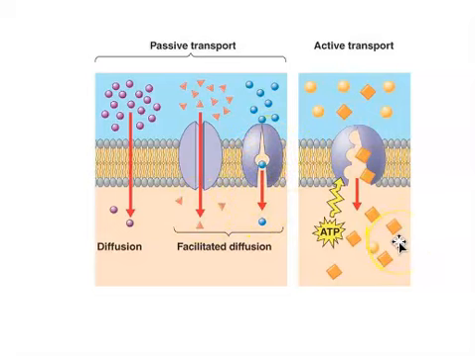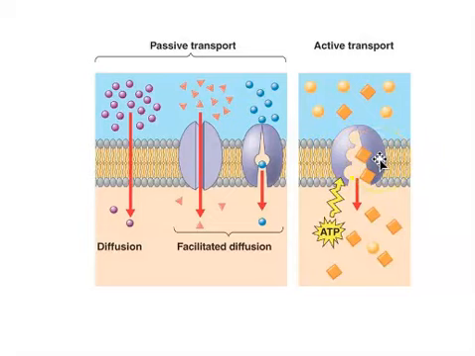Active transport is very different. Active transport requires energy. It is a non-spontaneous process. It's going to move molecules up the concentration gradient or against the concentration gradient. In other words, it's going to maintain the gradient. Now, it does have one thing in common with facilitated diffusion in that it requires a membrane protein, and it's a particular protein called a protein pump.